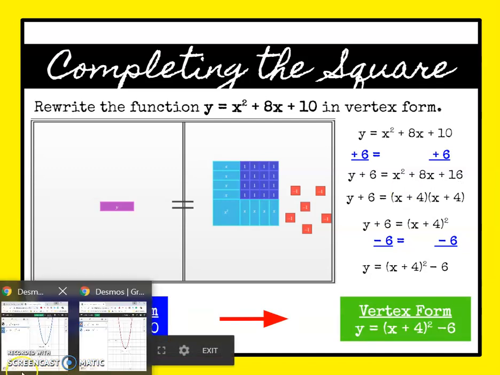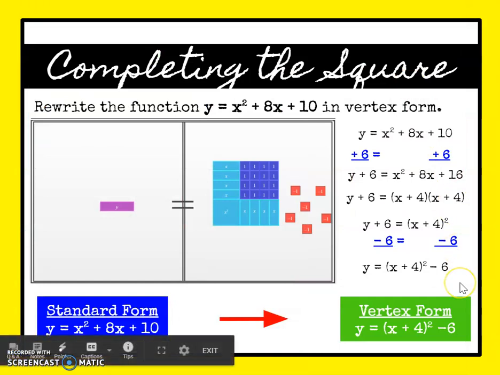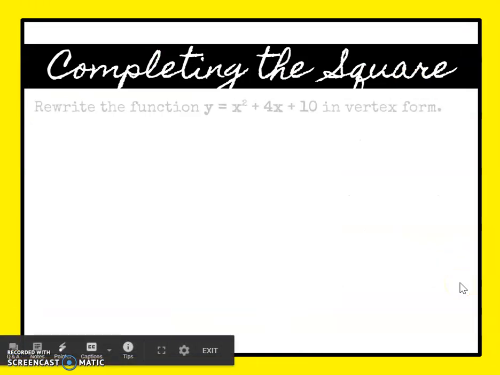Now let's look at this on a graph just so we can confirm. Here is my quadratic function in standard form, and then here it is in vertex form, and you'll notice that they are the exact same function, and I just want to note that the vertex is at -4, -6. We'll take a look at that later. So they are equivalent. Let's try another one.